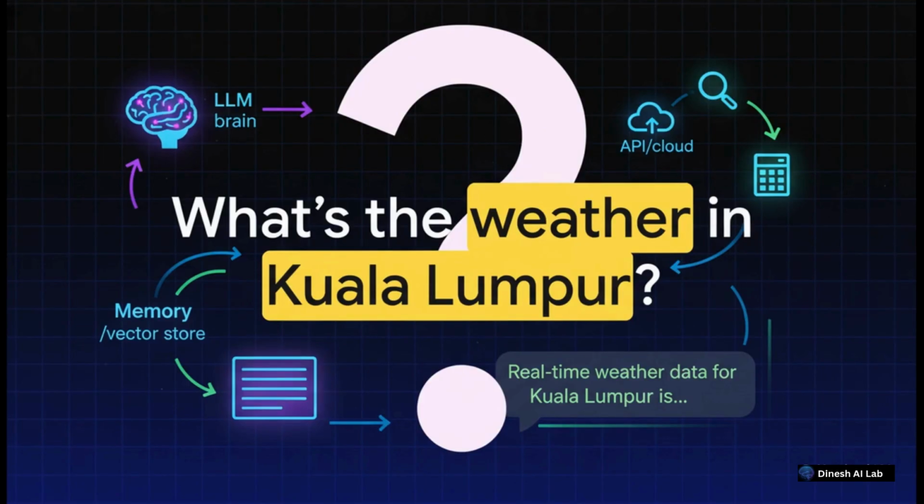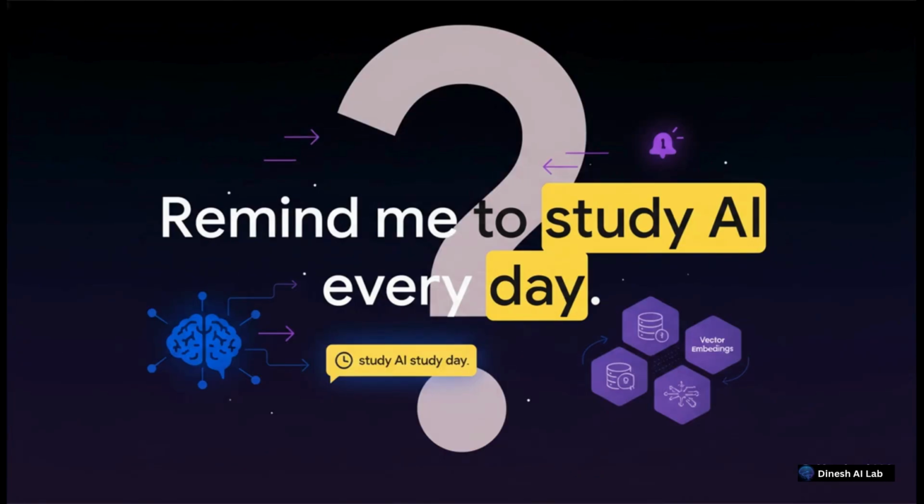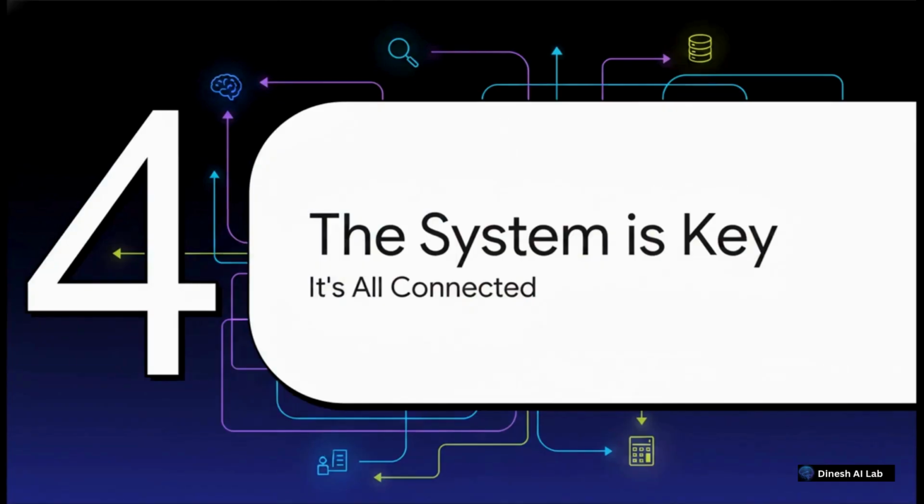Now, what about a different kind of request? Like, remind me to study AI every day. The agent recognizes this isn't just a one-off question. It's a long-term preference. So here's the smart part. It decides to use its memory system. It stores this preference, and now it can use that context in the future to give you reminders or personalized suggestions. Pretty cool, right?